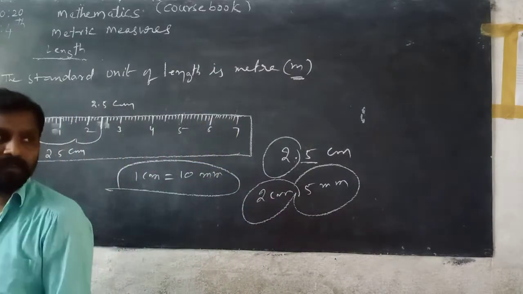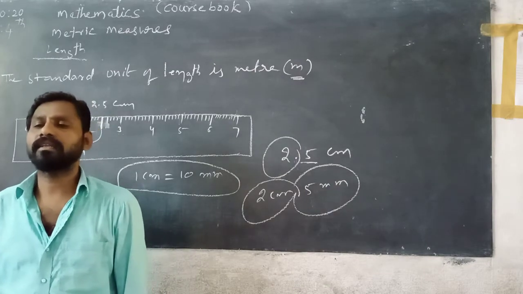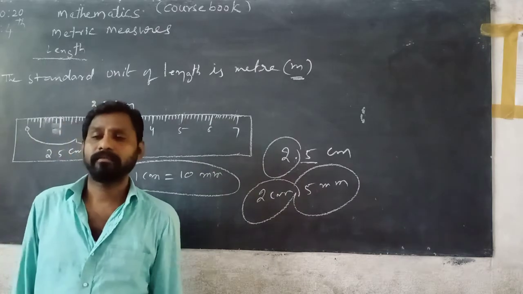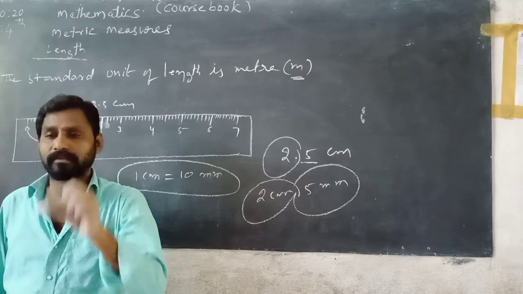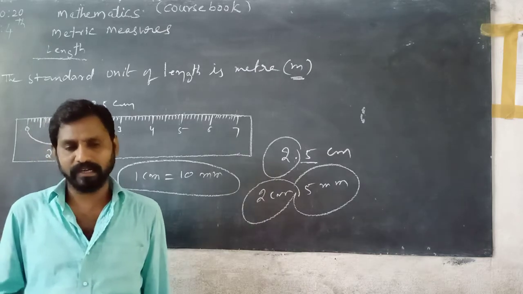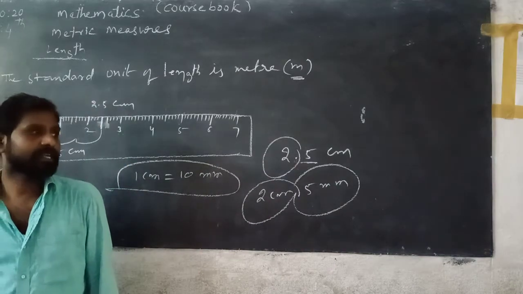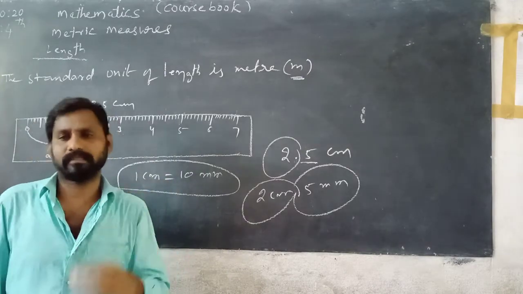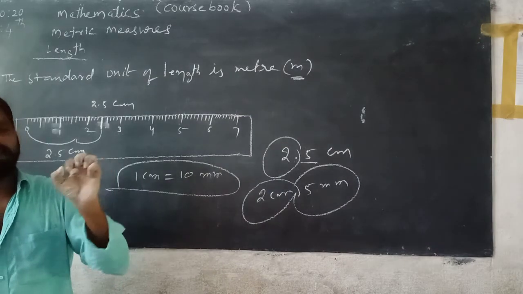Did you understand? So some of the larger units are measured in kilometer. The medium objects are measured in meters. Next, smaller units are measured in centimeters, like books, scale, pencil box. Smaller than that are measured in millimeter, like your nail.